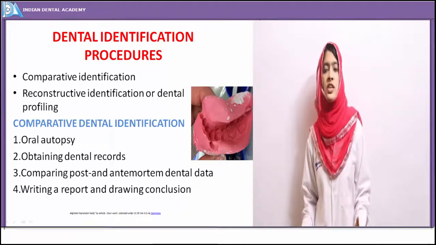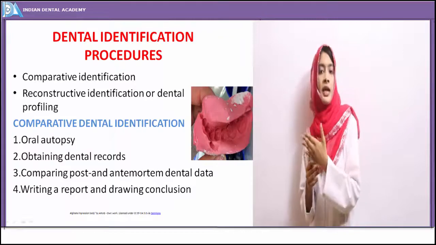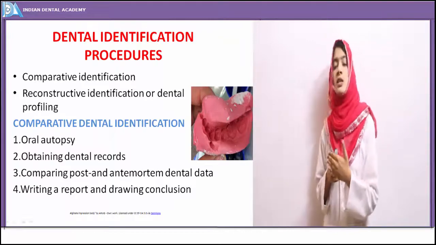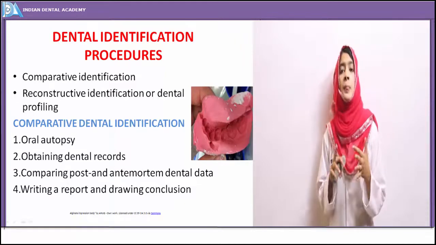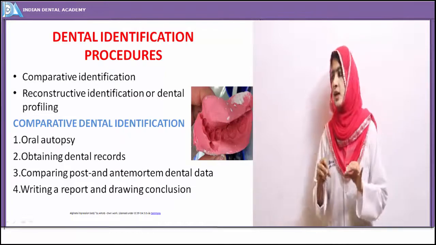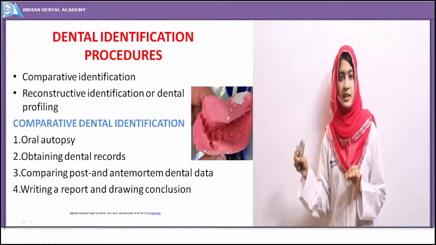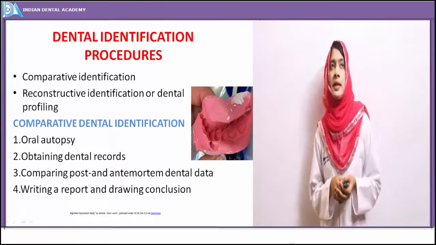You have to reconstruct the patient's dental profile. That is carried out in the following steps: oral autopsy is done, then dental records are obtained, then both the post-mortem and the ante-mortem data are compared, and then a final report is given. So what is oral autopsy? Oral autopsy is nothing but, we know the medical autopsy, right?